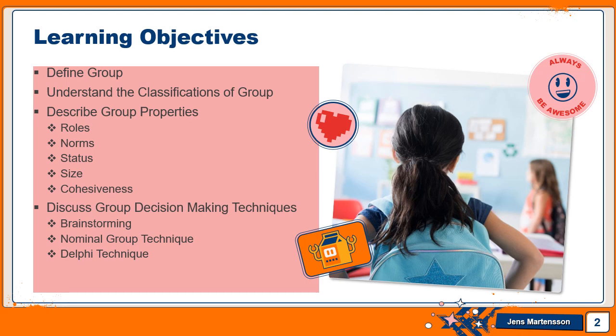So there are 5 group properties to be covered: roles, norms, status, size, and cohesiveness. And finally, we will look at the group decision-making techniques, which include brainstorming, nominal group technique, and also Delphi technique.